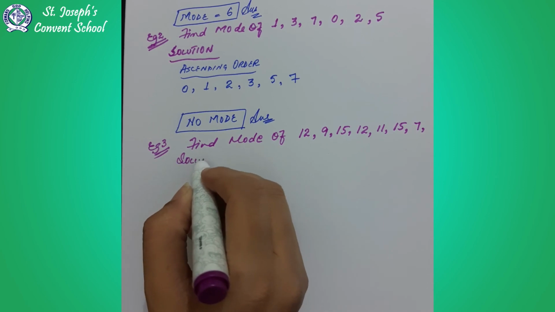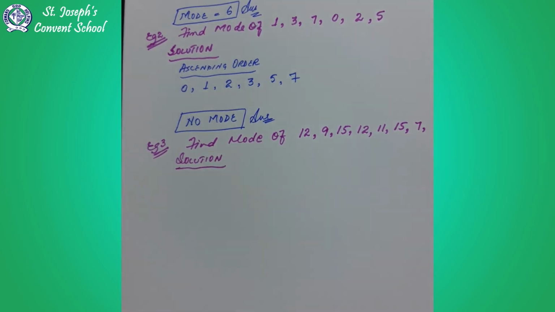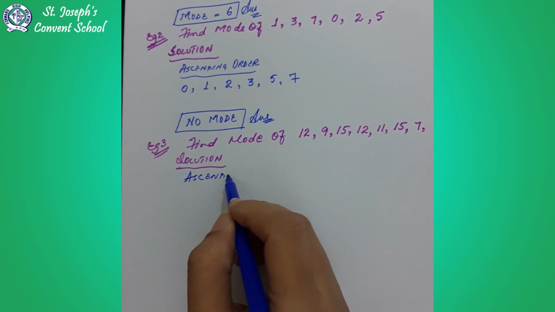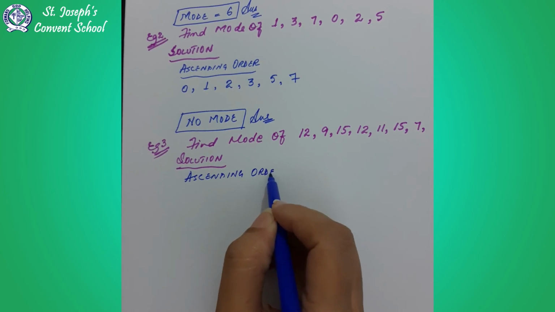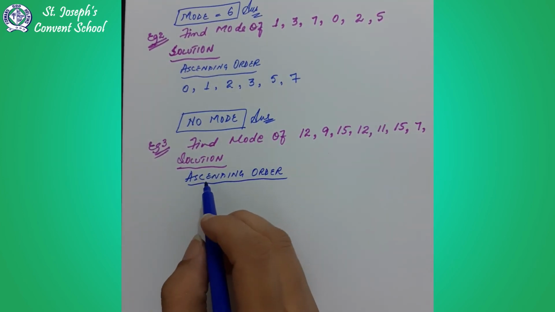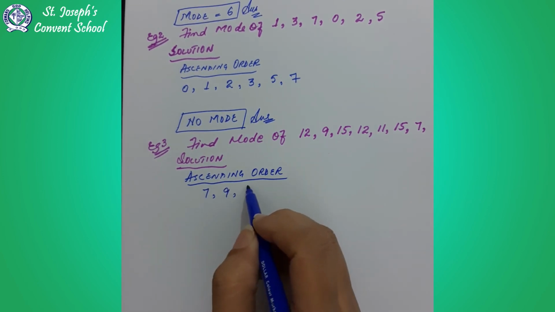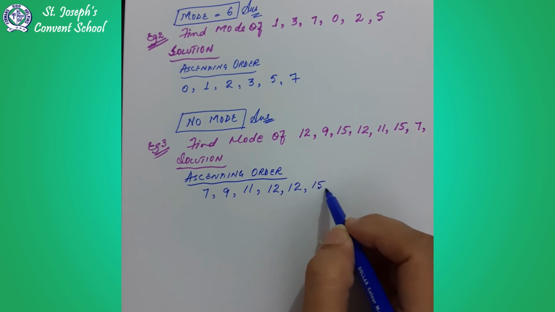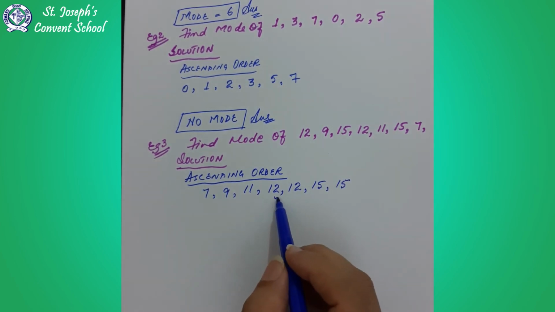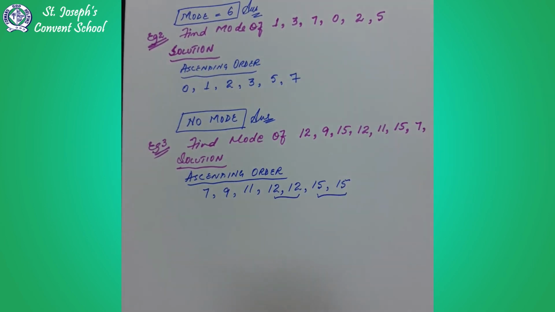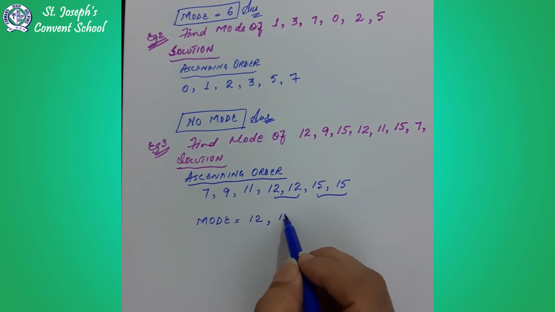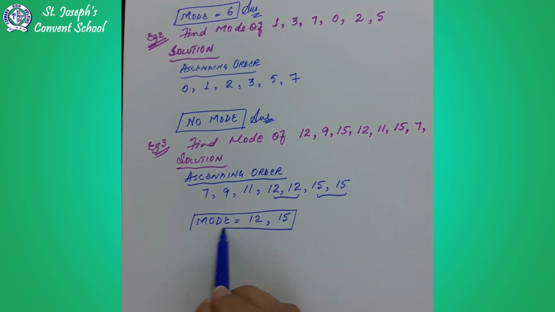Solution. Just write them in ascending order. Simple it is. Small to big. The smallest number here is 7, then 9, then 11, then 12, again 12, then 15, and again 15. Now you can see in this case 12 is coming twice and 15 is coming twice. So two numbers are repeating twice. So in this case the mode is equal to 12 and 15 both. Because both are coming twice, it means there are two modes.